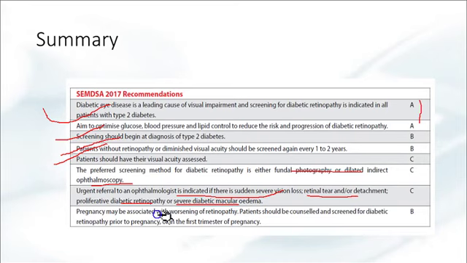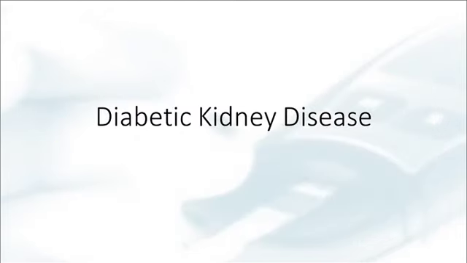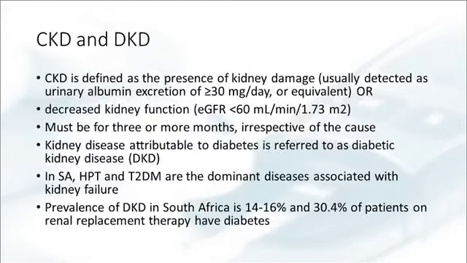Pregnancy may be associated with a worsening of diabetic retinopathy. Patients should be counseled and screened for diabetic retinopathy prior to pregnancy or in their first trimester. I think equally it is worth saying that this does not apply to gestational diabetes. The patient must have diabetes prior to pregnancy, so either have type 1 or type 2 diabetes. Right, let's move on to diabetic kidney disease now.